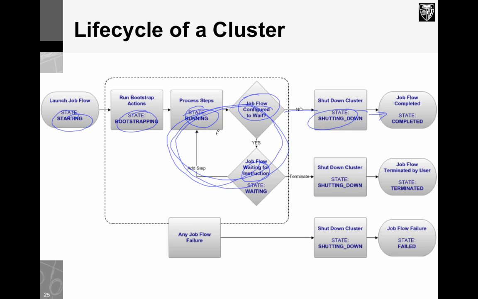Or you go through the cluster and then you decide to terminate the cluster, in which case it goes into a shutting down state and then becomes terminated. Or maybe there is an error in your job flow, there is something that failed, because of which the cluster will shut down, but then it'll basically go into a state called failed. So that's the life cycle of a cluster. Whenever you see the cluster in a state, now you know how and why it got to that state.